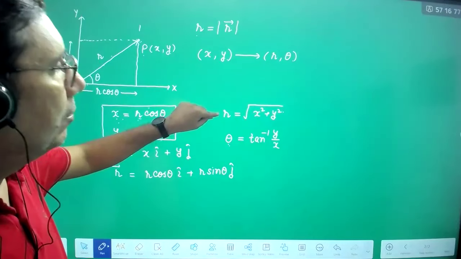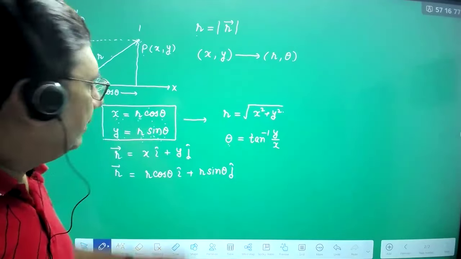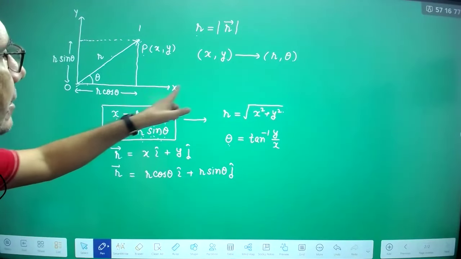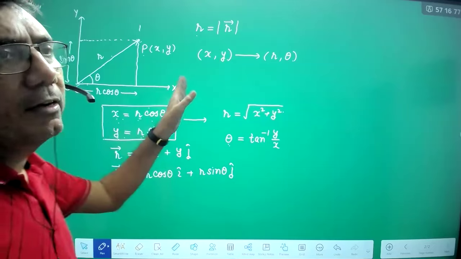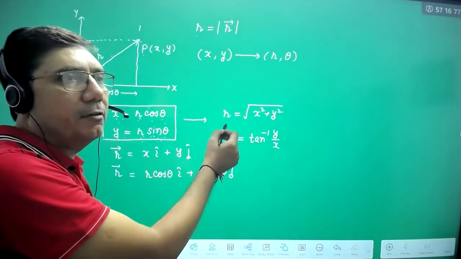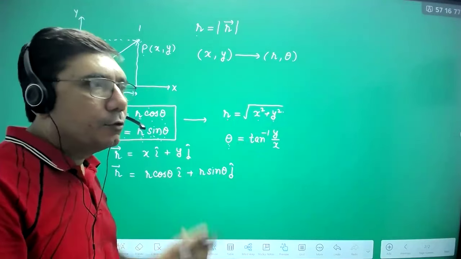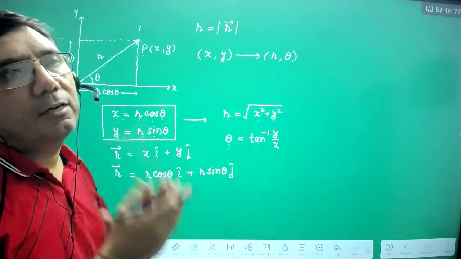Now, corresponding to r and corresponding to theta, I want to create new directions. Here my earlier system was in terms of x and y. So along the x-axis, i cap was the unit vector. Along the y-axis, j cap is the unit vector. But now I'm doing the transformation of variables here. From x and y, I'm transferring to r and theta. So now I want to define two new directions, two new mutually orthogonal directions.